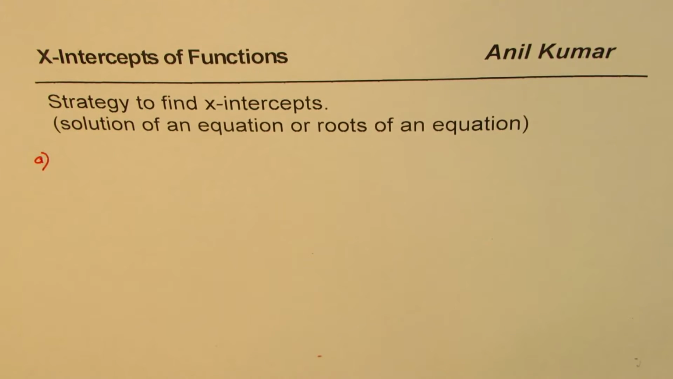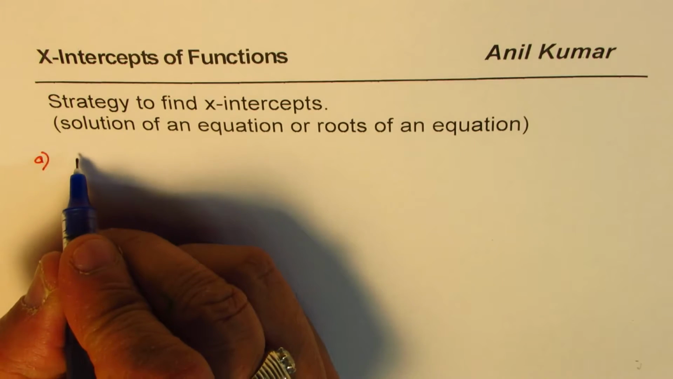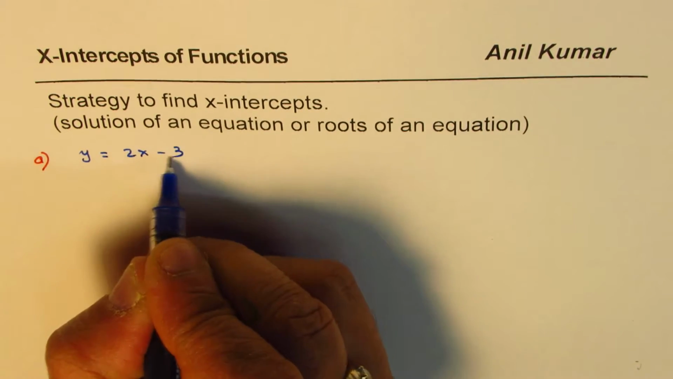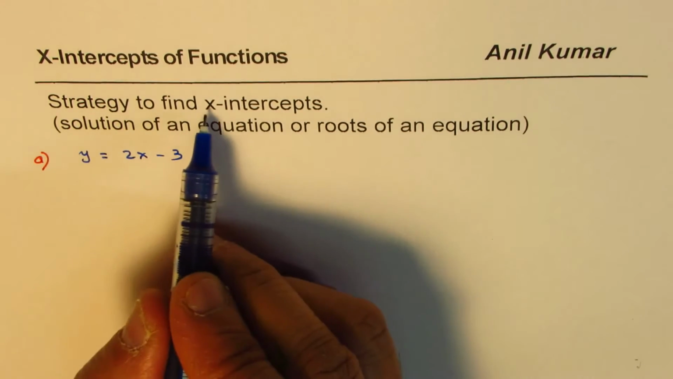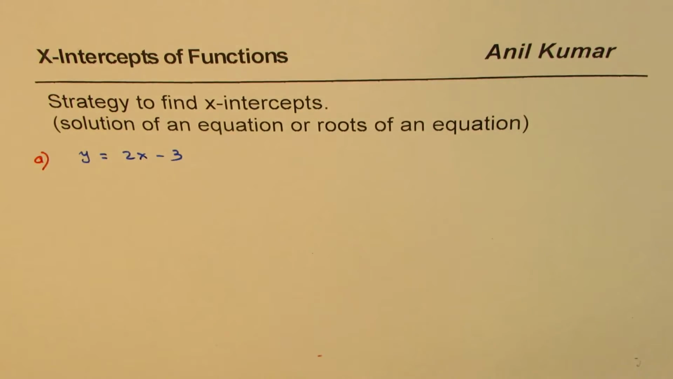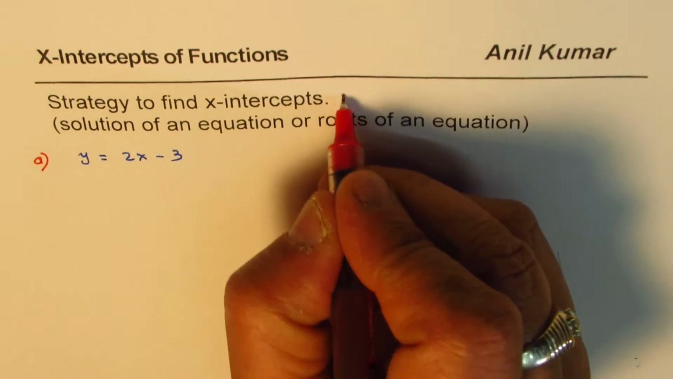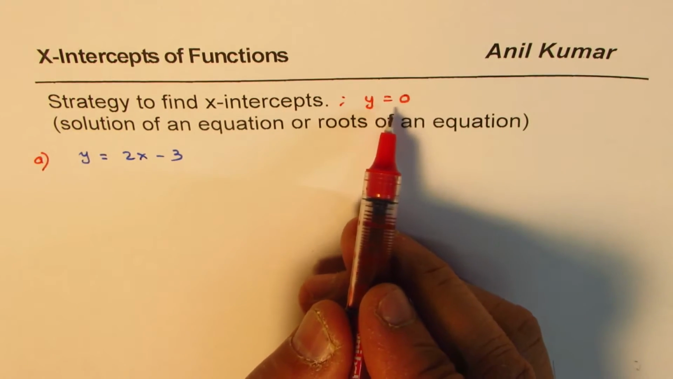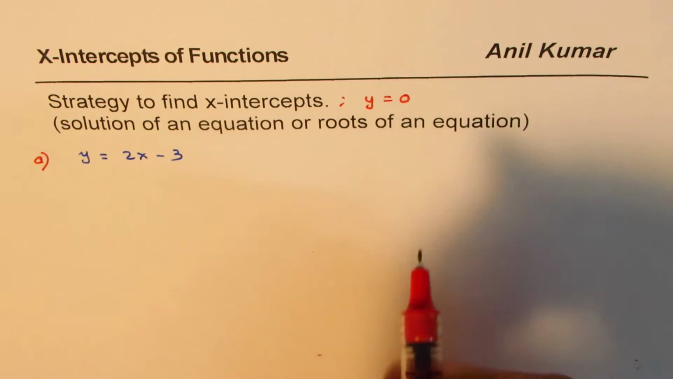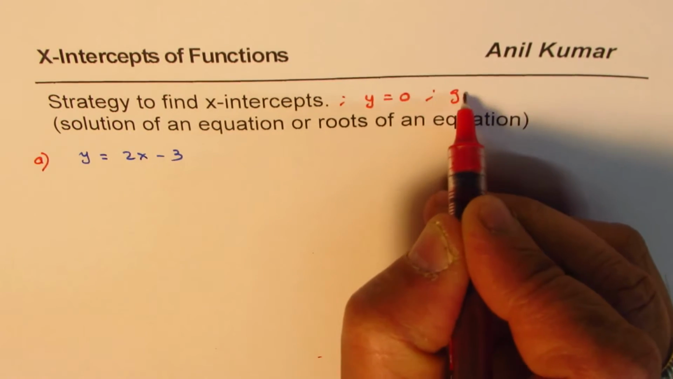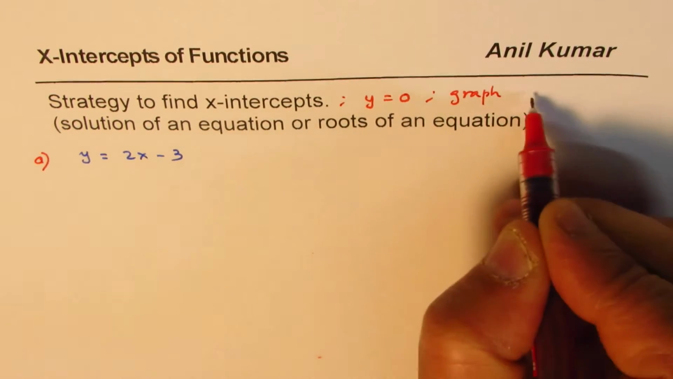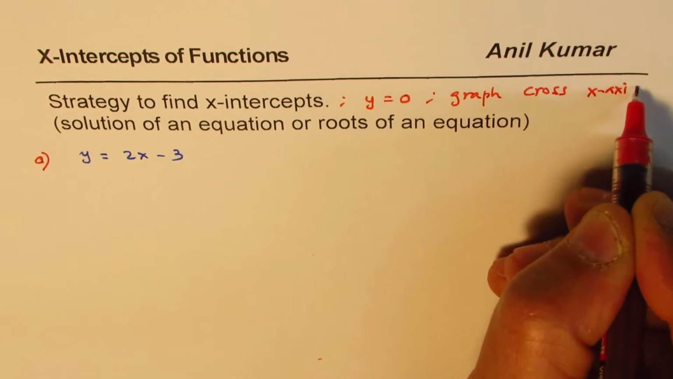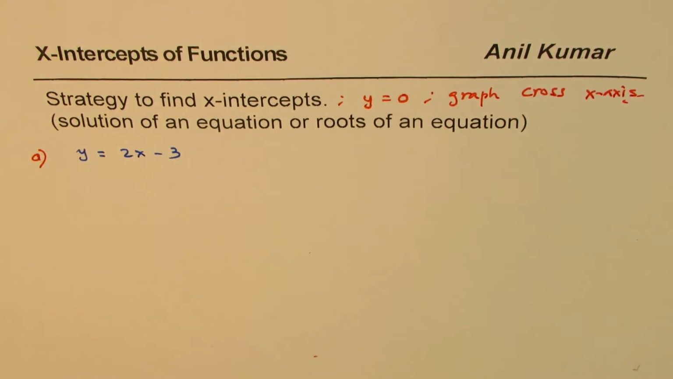Let us say the first example for us is a straight line, y equals 2x minus 3. Let that be the line. We need to find the x-intercept. What does x-intercept mean? It really means that y equals 0, wherever the graph of the line crosses the x-axis. That is the x-intercept. That is the basic concept.